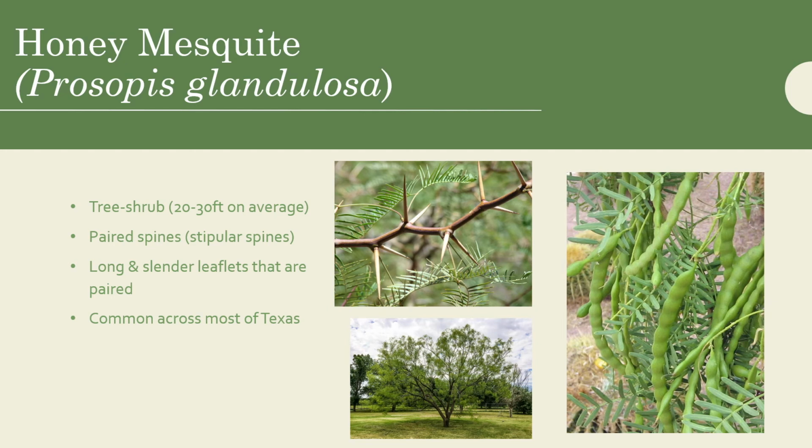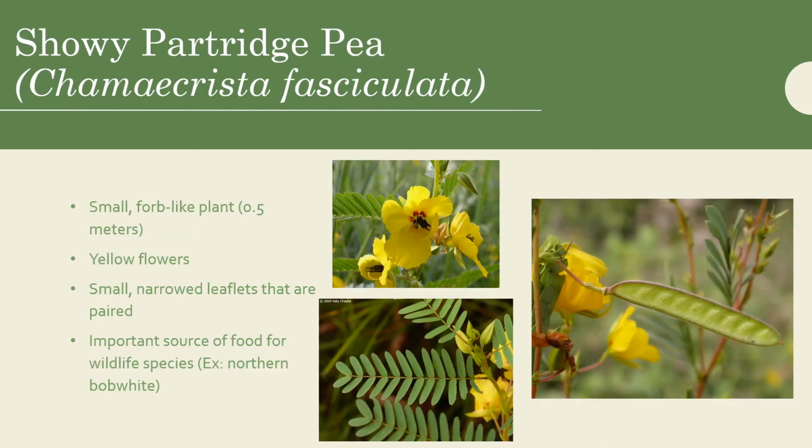They have these long white paired spines that are actually stipular spines, meaning they arose out of stipules. All along the stem there, you can clearly see in that top left picture. The leaves are actually long and slender leaflets that are paired, so you can see there's one whole leaf with those leaflets on it. These guys are common across most of Texas, especially here in north central Texas where Tarleton State University is located.